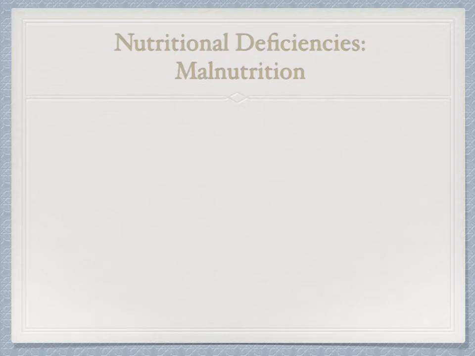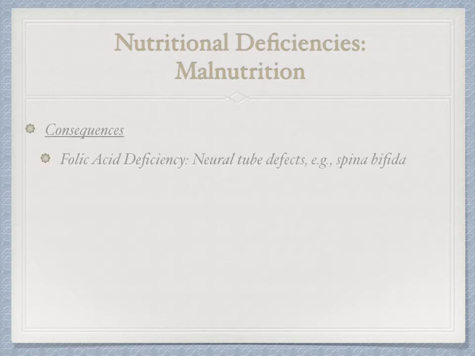Malnutrition is a big issue in prenatal development as well, and malnutrition really can be considered to have teratogenic effects as well. Consequences of malnutrition, again, we talked about folic acid already. Remember, folic acid is really important for the proper development of the neural tube, when we have the folding over and the fusing.